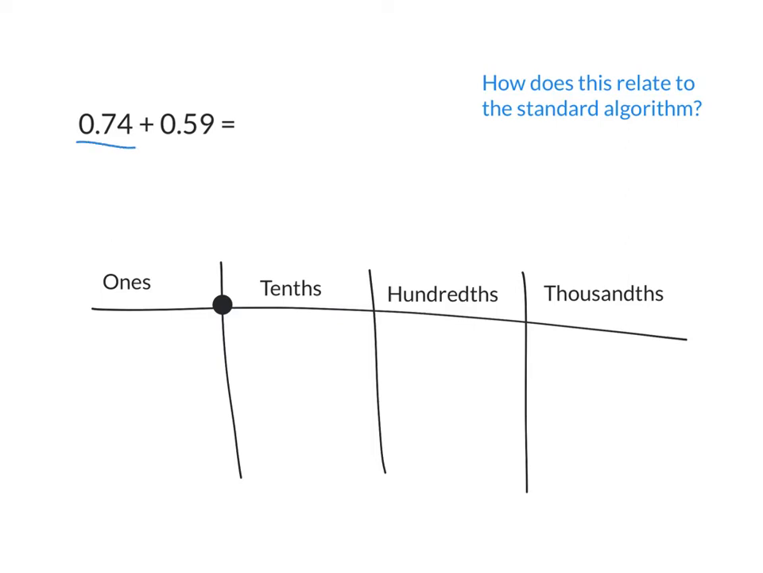The first number we have is 0.74. How many ones do I have in the 0.74? 0. Okay. How many tenths do I have? 7. How many hundredths do I have? 4. Okay. And to that, I want to add 0.59. How many ones do I have in 0.59? 0. How many tenths do I have? How many hundredths do I have?